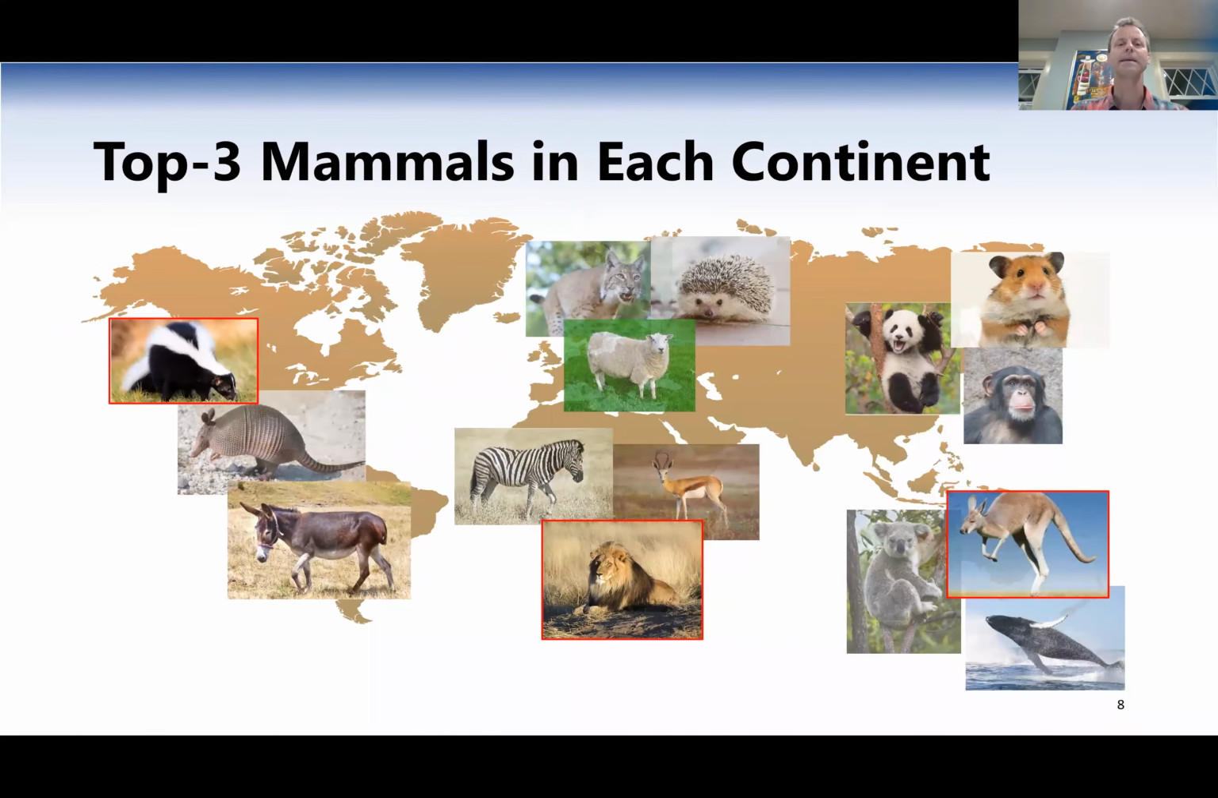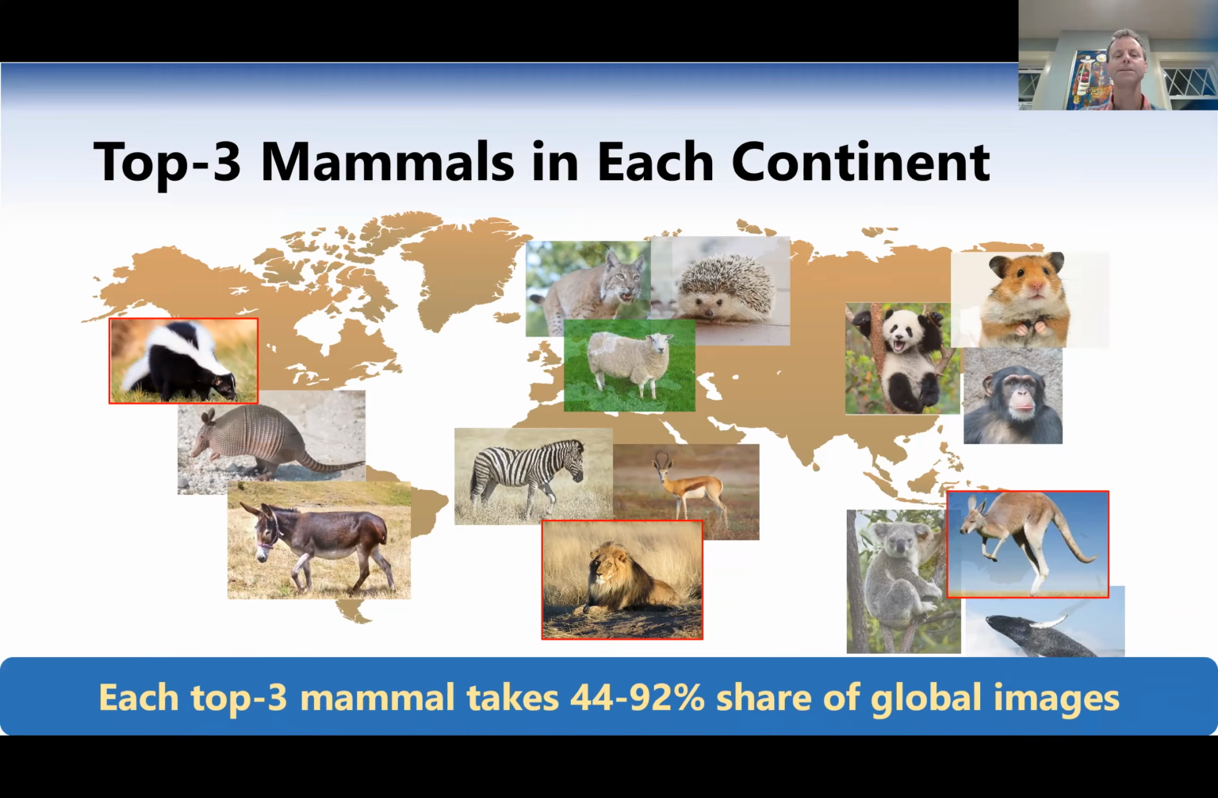So what do we learn from this data set? If you look at the top 3 mammals from each continent, you'll see they're completely disjoint. Skunks are very popular, for instance: images of skunks are very popular in the Americas, not so in other continents, and so forth. And each of these top 3 mammals contributes between 44 and 92% of the total global images. So, for instance, of all the images that include kangaroos, 92% of them come from Oceania.